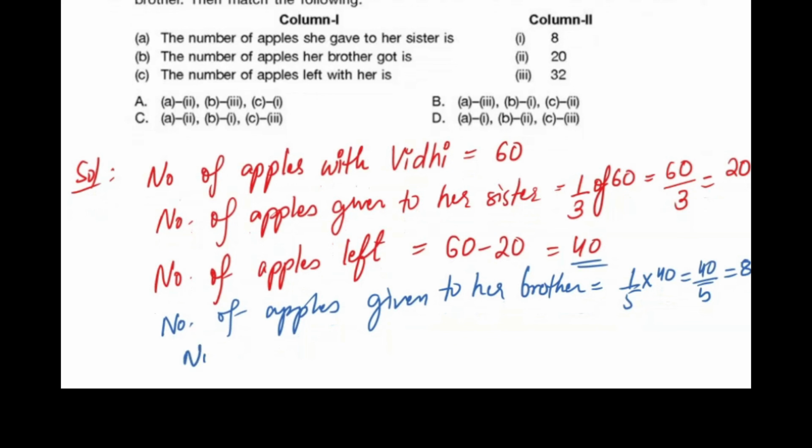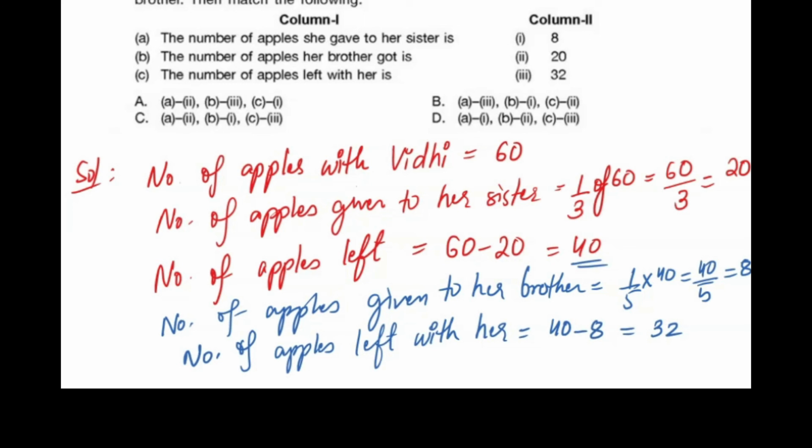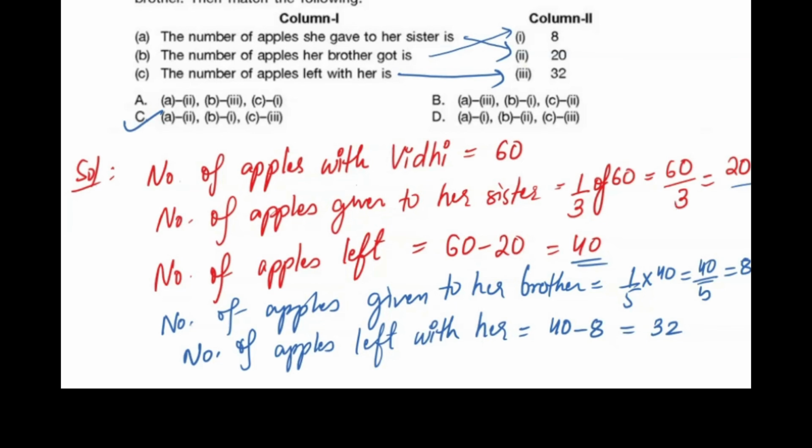So now how many apples would she be having? Number of apples left with her is 40 minus 8, that is 32. Number of apples left with her is 32, correct. Number of apples she gave to her sister is 20, that means this is correct. And for this, A2, A2, A2, B1 and C3, option C is the correct option here.